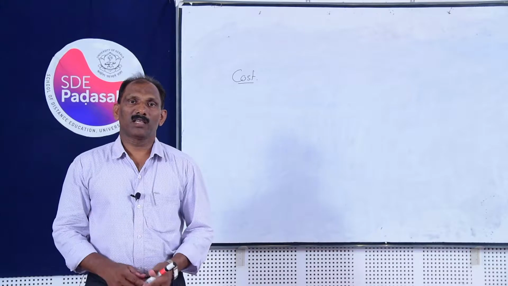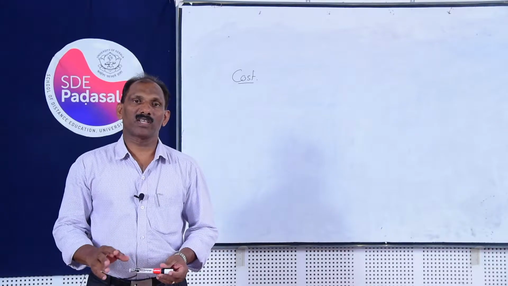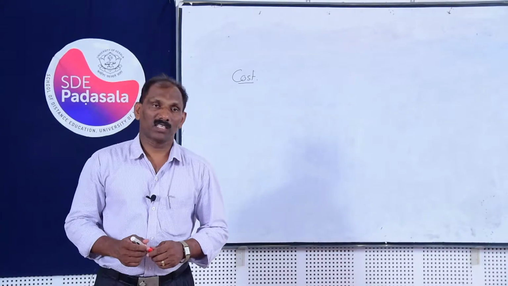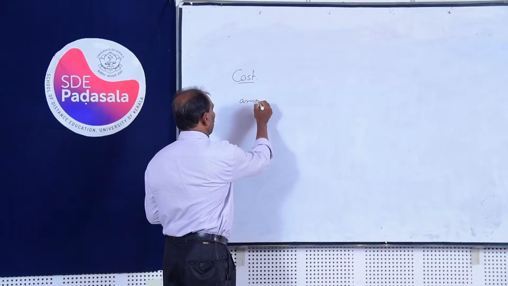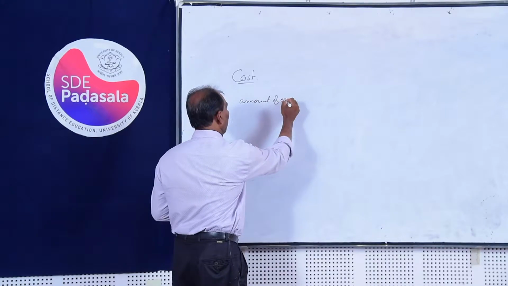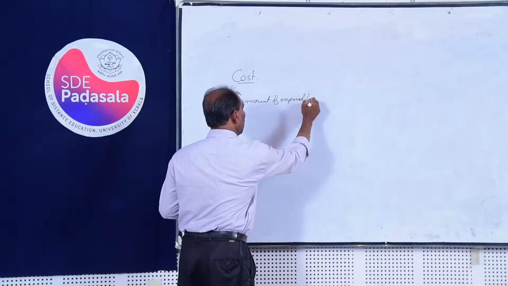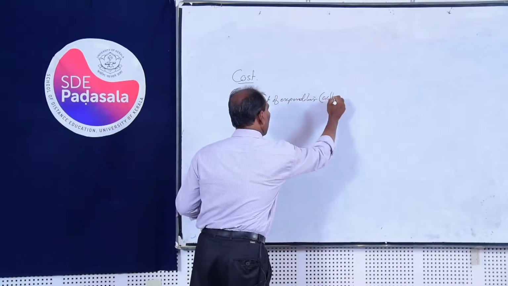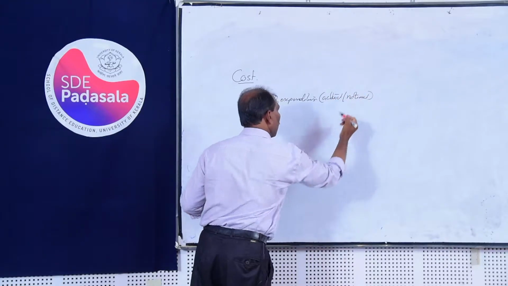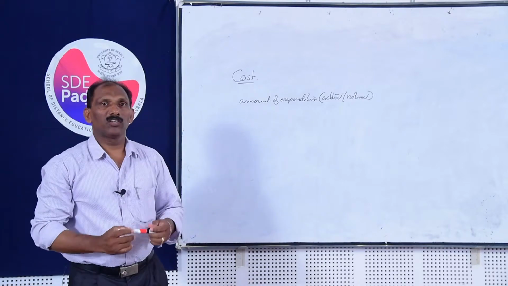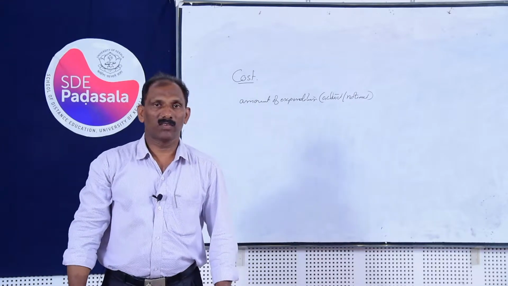According to ICMA, cost is the amount of expenditure, whether it is actual or notional, incurred on or attributable to a given thing.